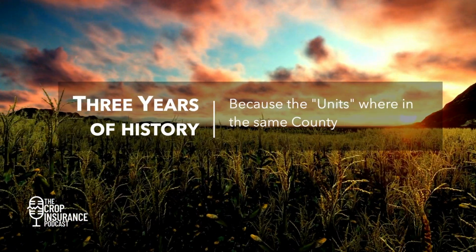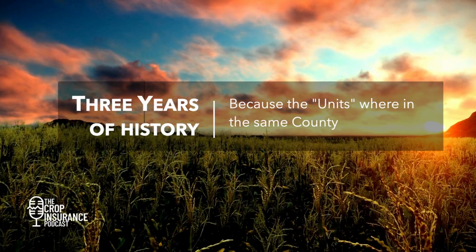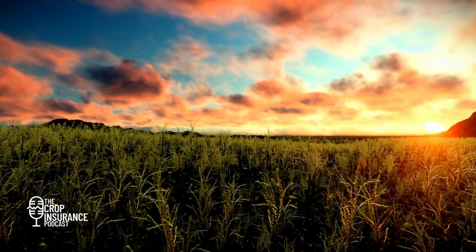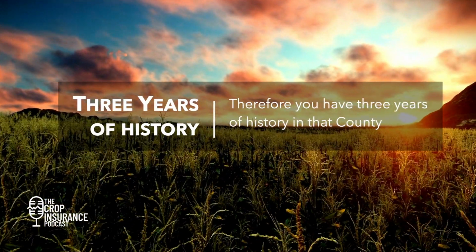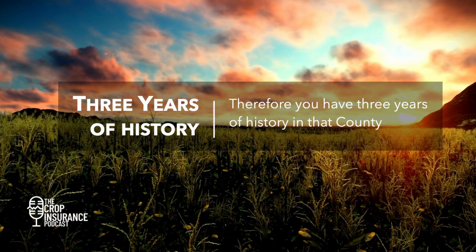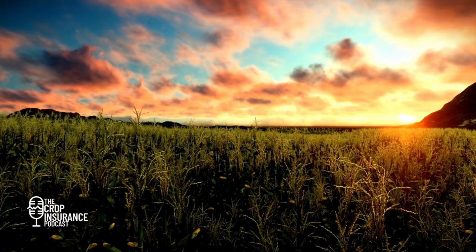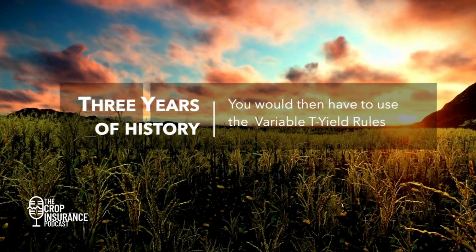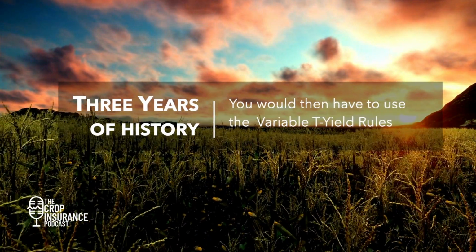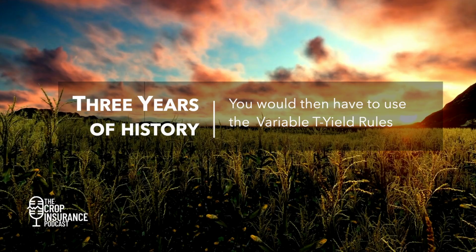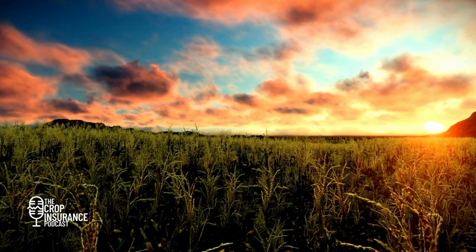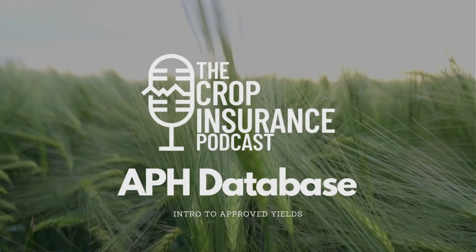If you had 3 years of history in a certain crop in your county, and you have a brand new database that you put together, a new unit, you could end up using 65% of the county T yield for that database because you're no longer a new producer. So keep that in mind.